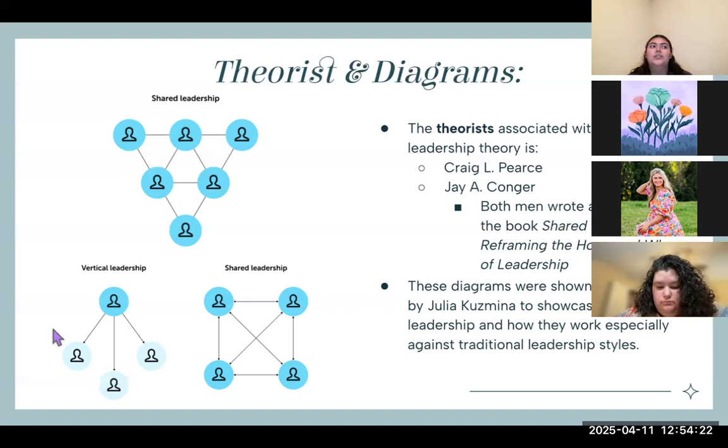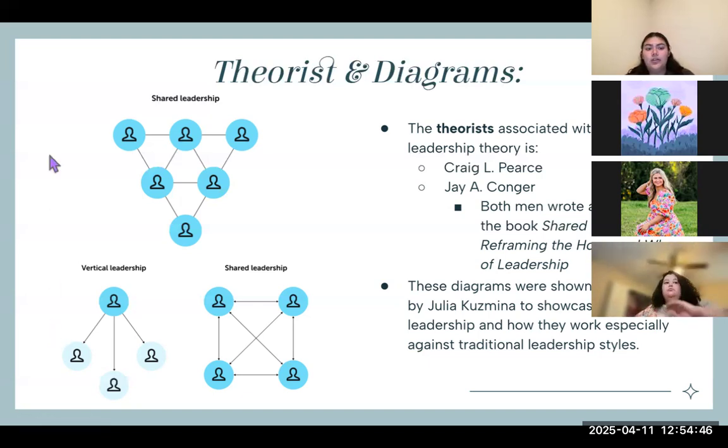This book talks about what the theory is, how it's applied, who uses it, and who can use it, and it allows people to see the different types of leadership that can be used rather than traditional leadership, such as CEOs and just one person being in charge. Next are the diagrams that can be used.